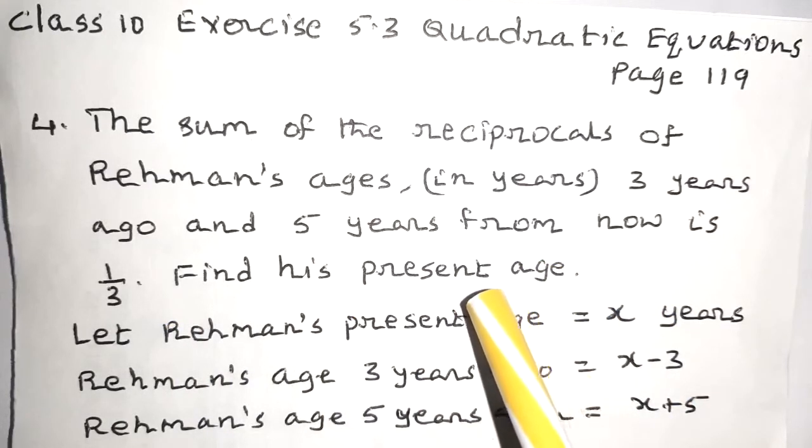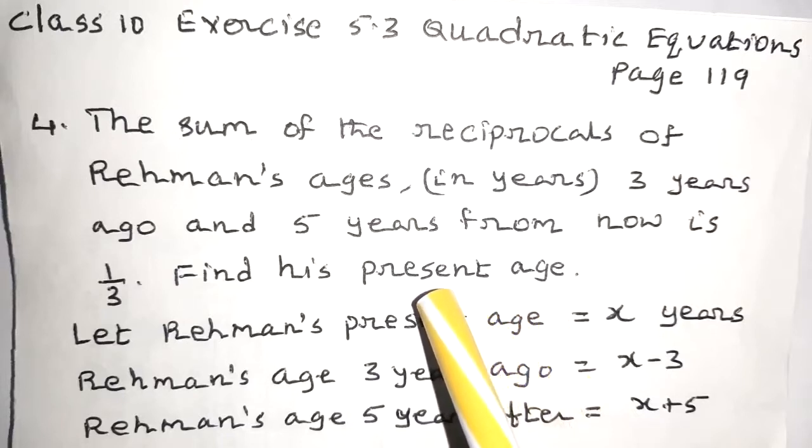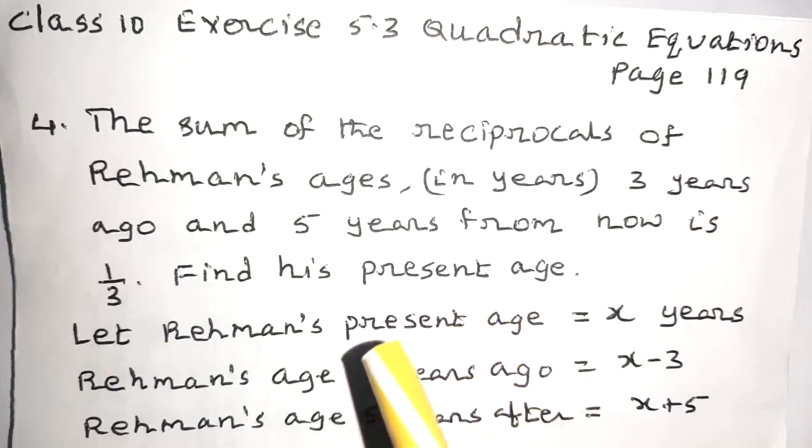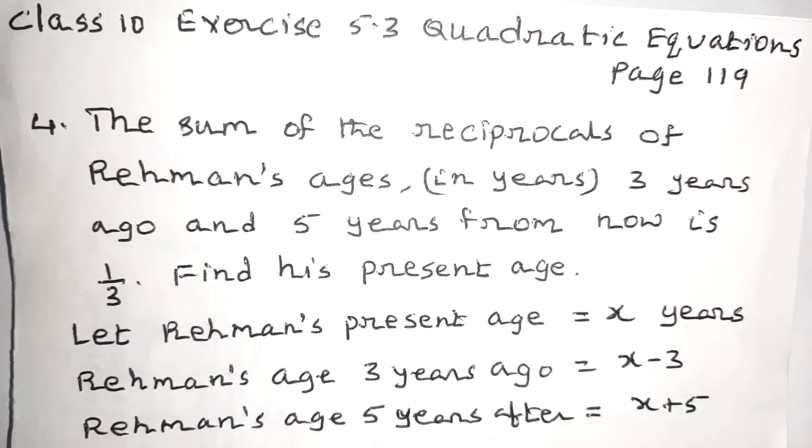We do not know the present age of the person, but one condition is given. What is that condition? Sum of the reciprocals of his ages 3 years ago and 5 years from now is 1/3. It is given. So, let us assume that the present age of Rahman is x.